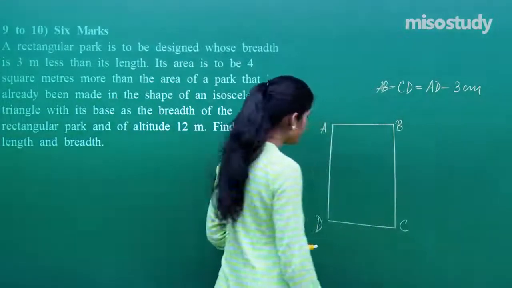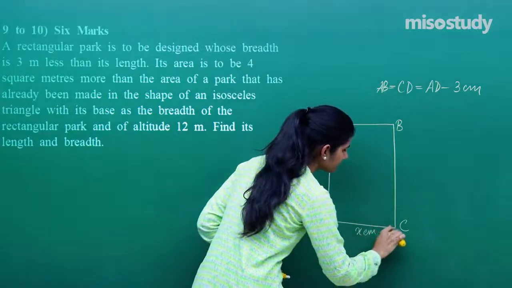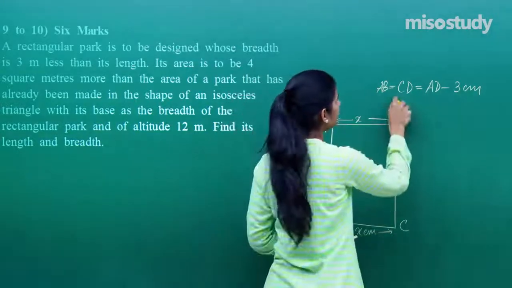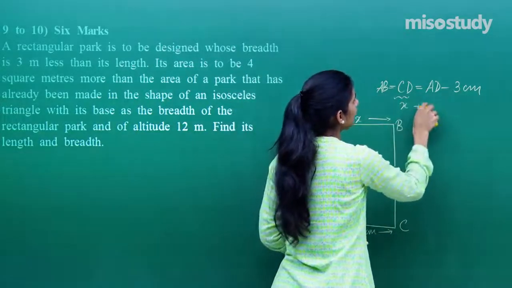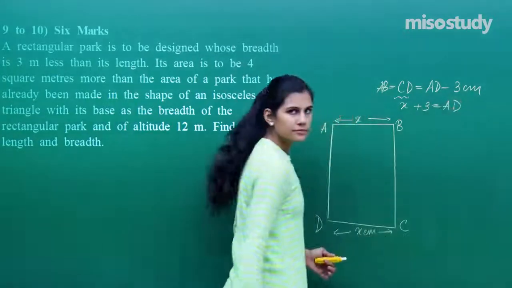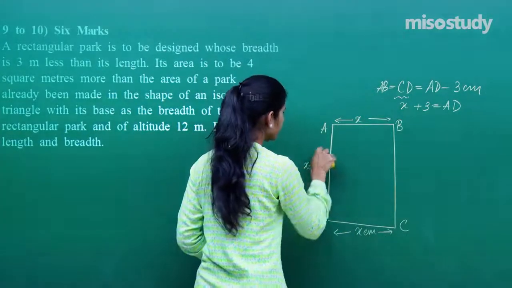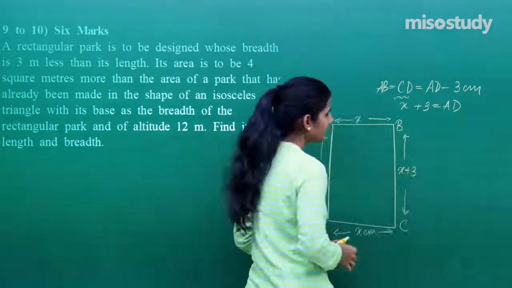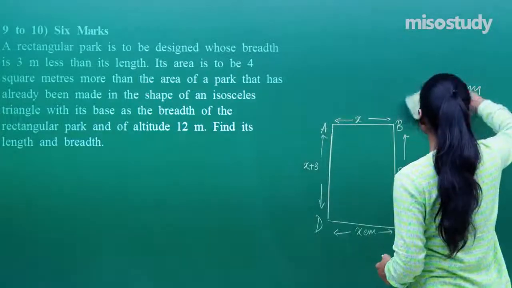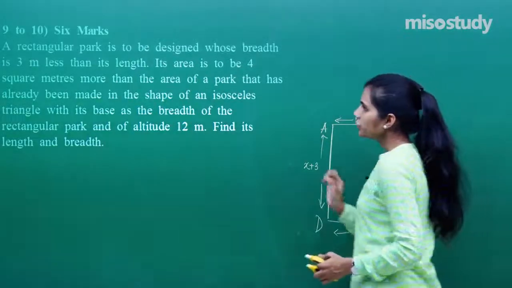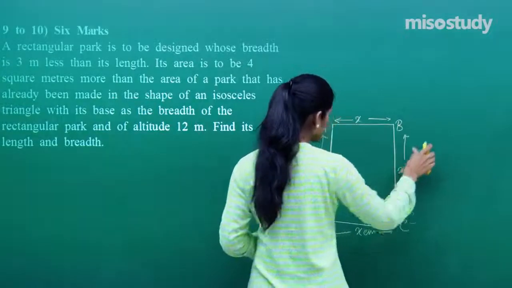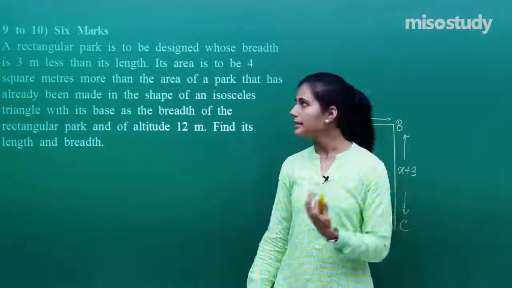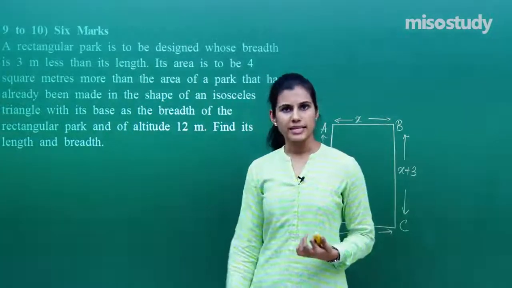So, if I take breadth as x meters, this is the breadth, then length would be x plus 3, right? So this is x plus 3. This is also x plus 3. So we take breadth as x, then length is x plus 3, because it is given that breadth is 3 meters less than the length. So if breadth is x, length is x plus 3.